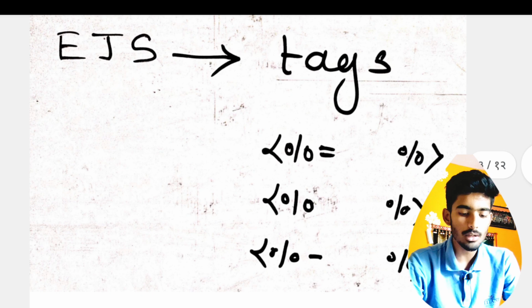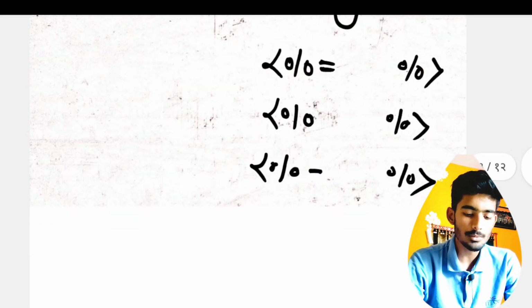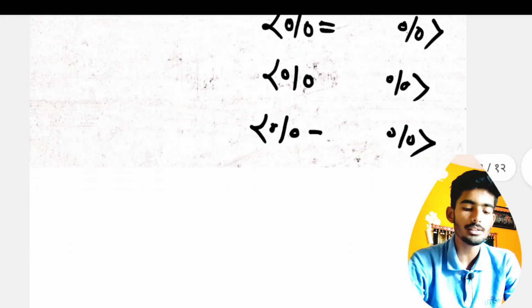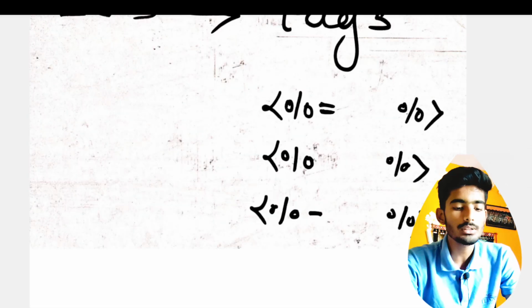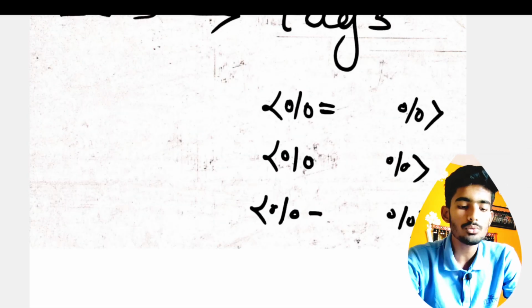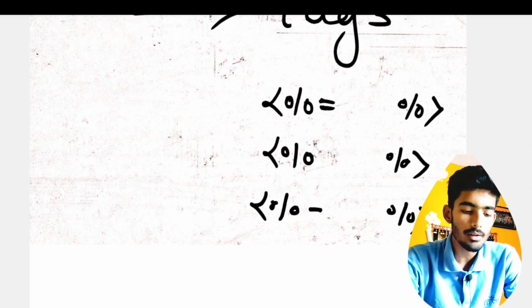The tags which are mostly used are in front of you: the first is <%= %>, the second is <% %>, and the third is <%- %>. How do we use these three? The first is used to display a single line of JavaScript. If you want to display a single line of JavaScript, you use <%=.